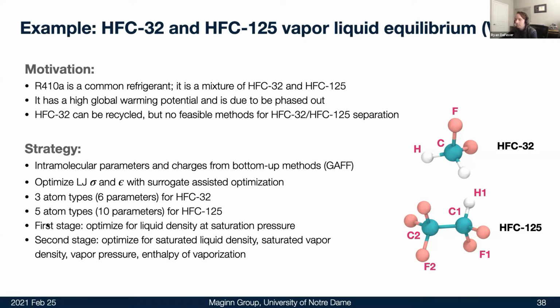In the first stage, we're going to optimize to get the liquid density correct at the saturation pressure. The reason we do this first is because we can do this with molecular dynamics, and that's a lot less computationally expensive. And then in the second stage, we're going to optimize for saturated liquid density, vapor pressure, and enthalpy of vaporization. So here we're using Gibbs ensemble Monte Carlo. So let's see how it works.